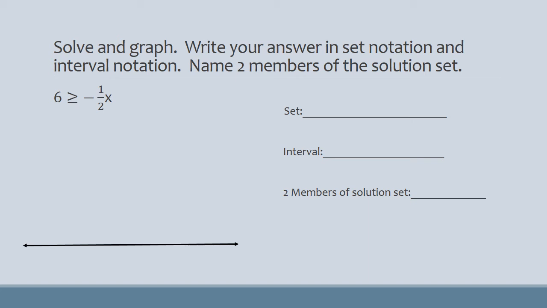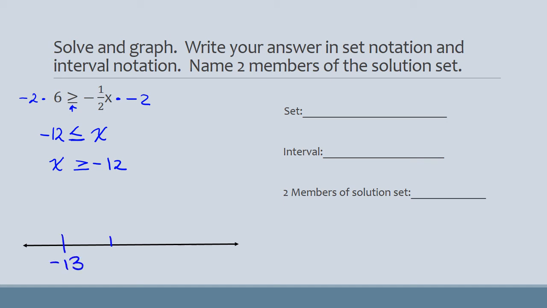Last example. I'm going to multiply, because this is negative 1/2, both sides by negative 2. When I do that, I have to remember to flip this order symbol, so it's going to be less than or equal to. So I get negative 12 is less than or equal to x. And then if I turn it around, x is greater than or equal to negative 12.